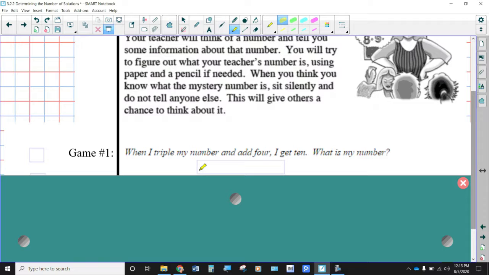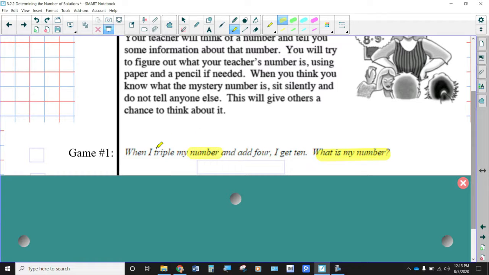What is your variable? Okay, so let's analyze this. When I triple my number, we don't know what the number is, right? That's what we're trying to figure out. So your number is going to be the variable, and you're going to triple it. What does it mean to triple a number? It means to multiply it times 3, correct?